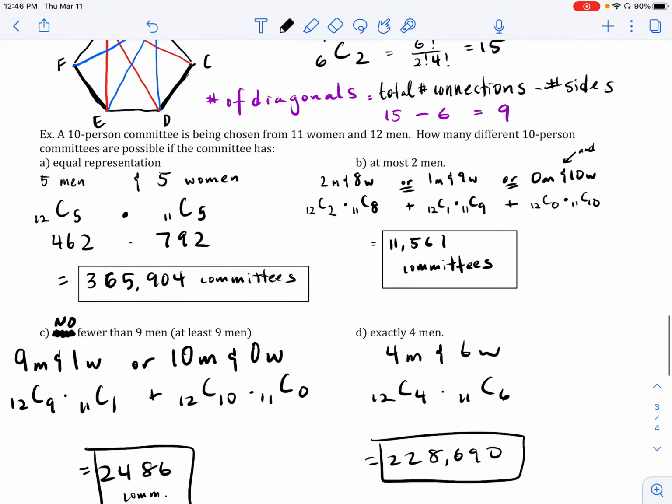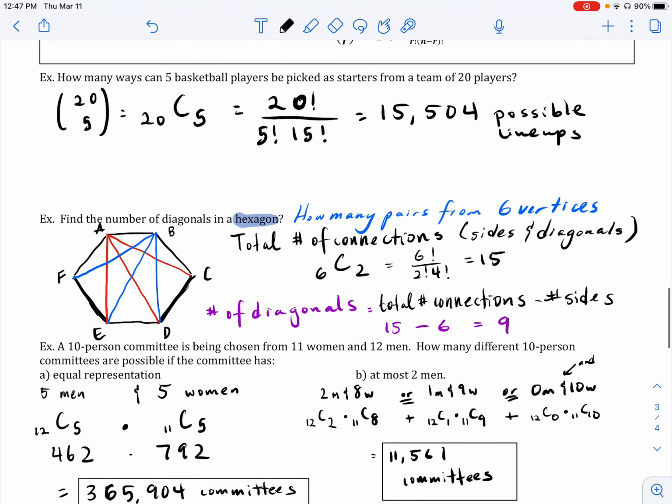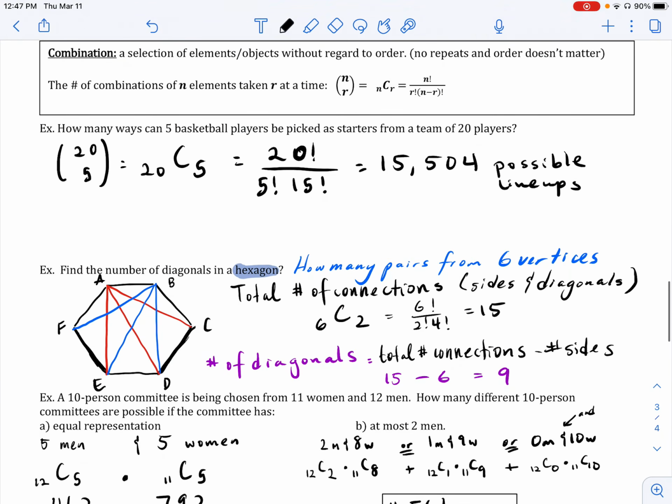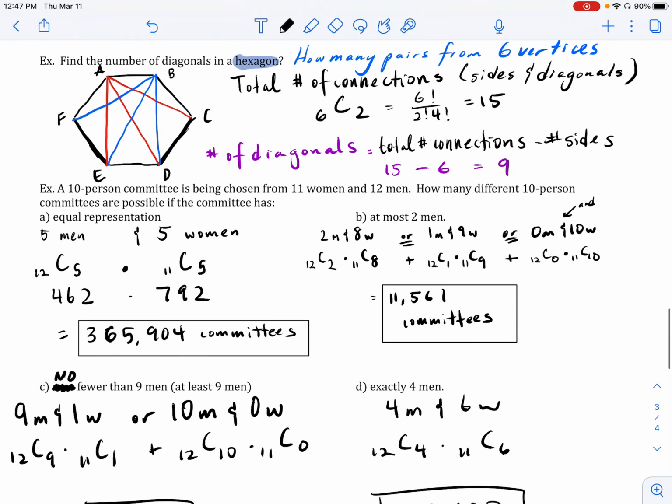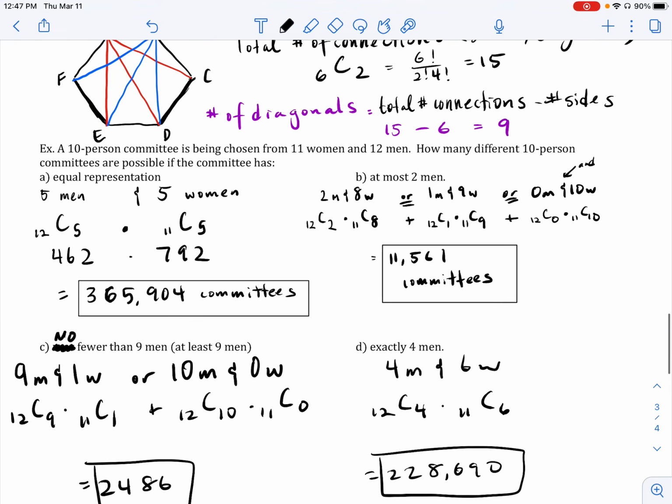Well, hopefully by the end of this, you stuck around and you have a pretty good understanding of how combinations work, how they're different from permutations, and how to set up scenarios when we have phrases like at most or no fewer than, or and compare that to situations where we have exactly a certain number of outcomes we're looking for.